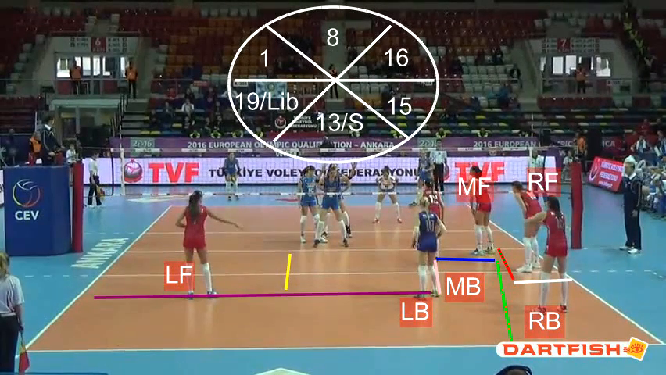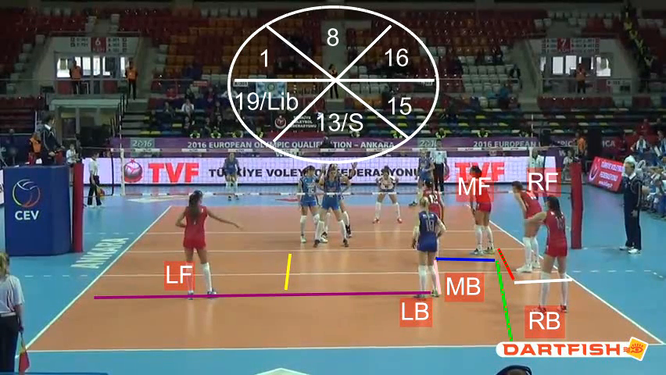Here we have another rotation where the setter has rotated to the middle back position. So here you're going to have to look very closely because the back row is 15, 13, and 19. The front row is 16, 8, and 1. So 15 has rotated into the right back position. She has to be behind 16 and to the right of the setter, number 13. The setter, number 13, has gone all the way up to the net with number 8, who's the middle front.